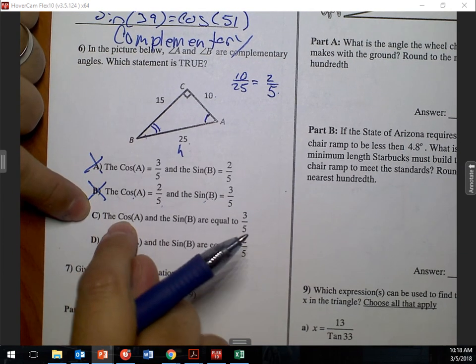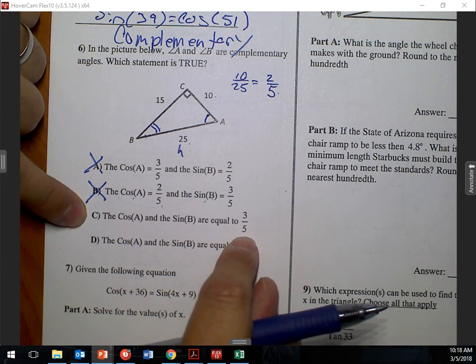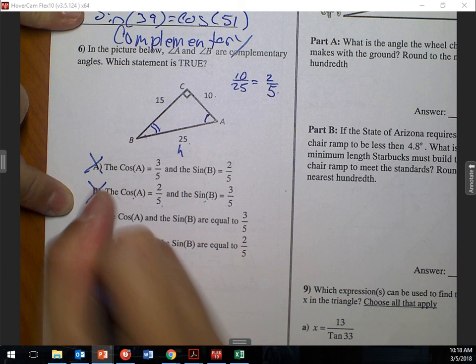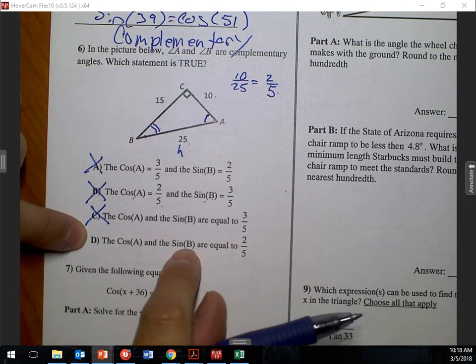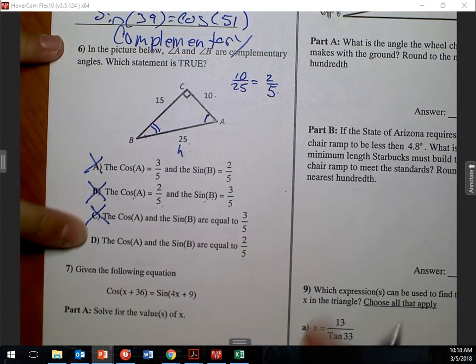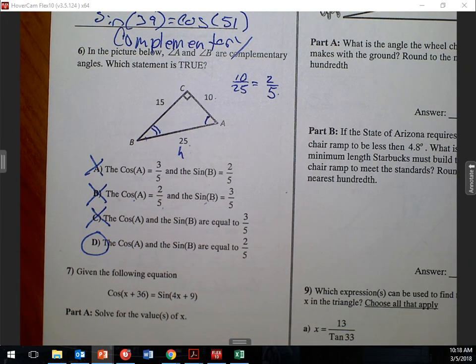Cosine and sine are both equal to 3 over 5. Is that true? No, it's not. It's not 3 over 5. It's BD. Cosine of A and sine of B, 2 over 5. Yes, they're both 2 over 5, so my answer is going to be this one. Okay, you have to make sure you look at it from each side of that angle.